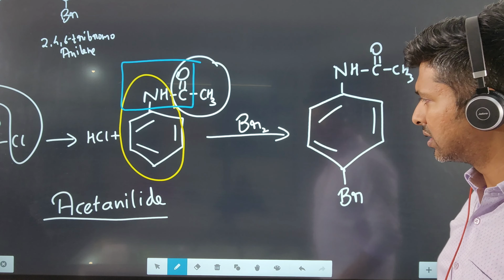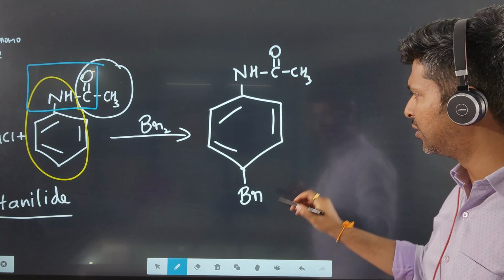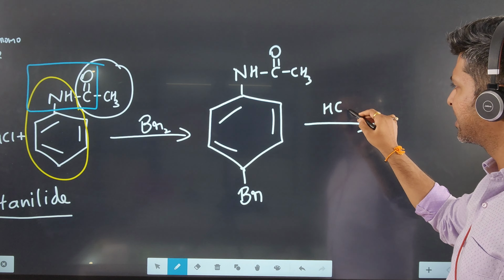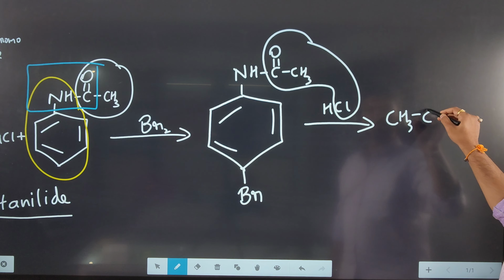Okay, but now I want to shift this back to aniline. So what we will have to do is add, say for example, HCl. So this thing will combine with Cl, giving you CH3-C double bond O-Cl.